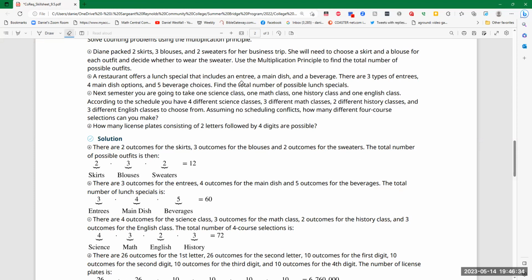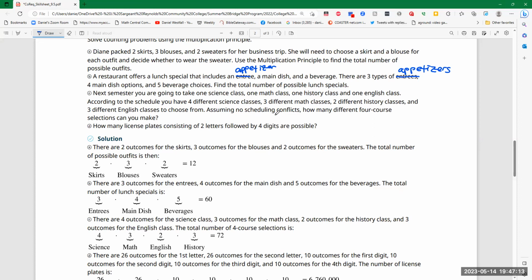Okay, a restaurant offers a lunch special that includes an entree, a main dish, and a beverage. An entree is a main dish, but okay. I think they meant an appetizer, a main dish, and this is probably supposed to be an appetizer. A main dish and a beverage. There are 3 types of appetizers. Four main dish options and 5 beverage choices. Find the total number of possible lunch specials.